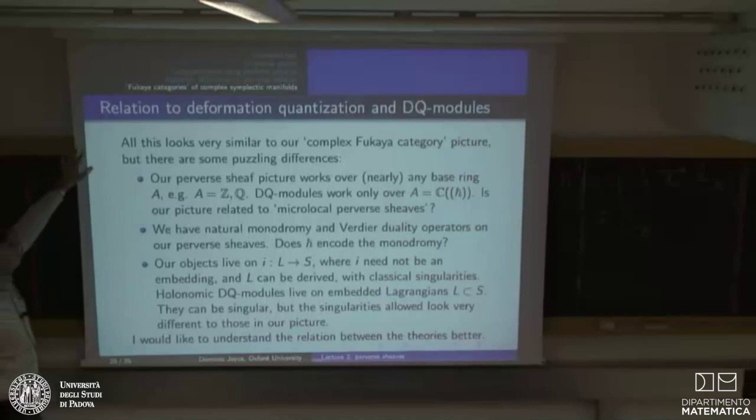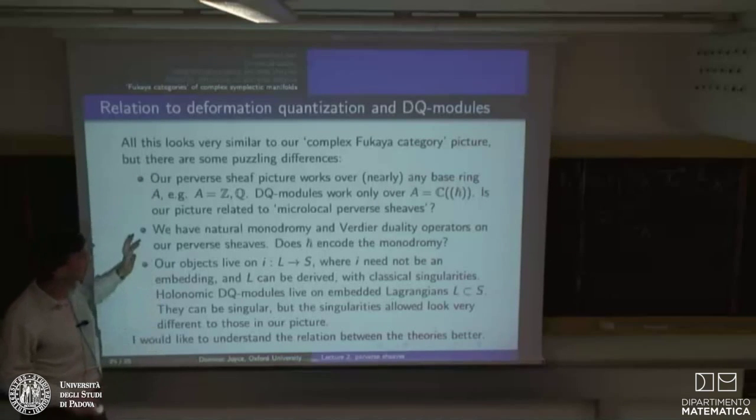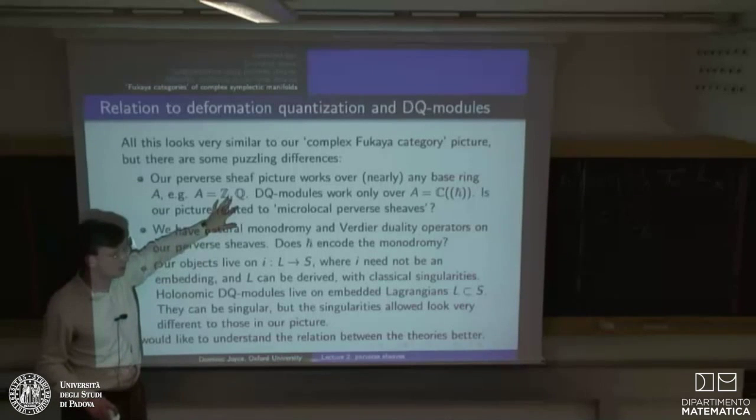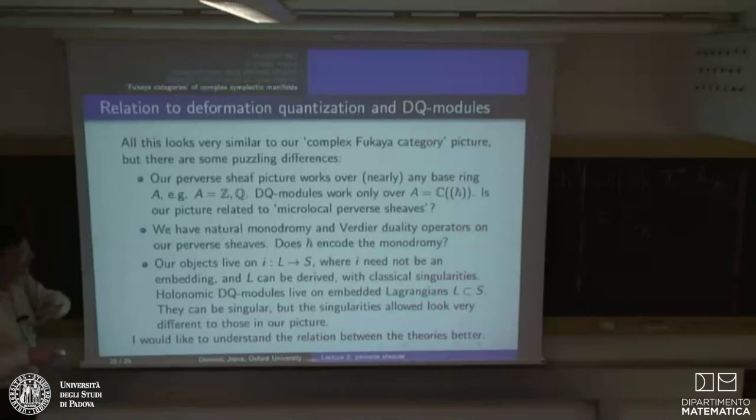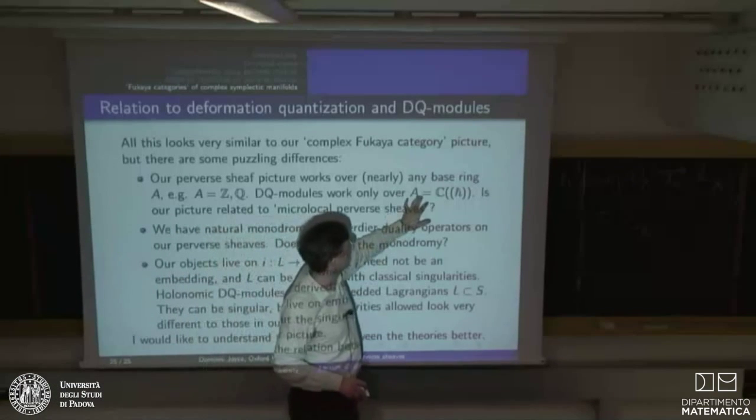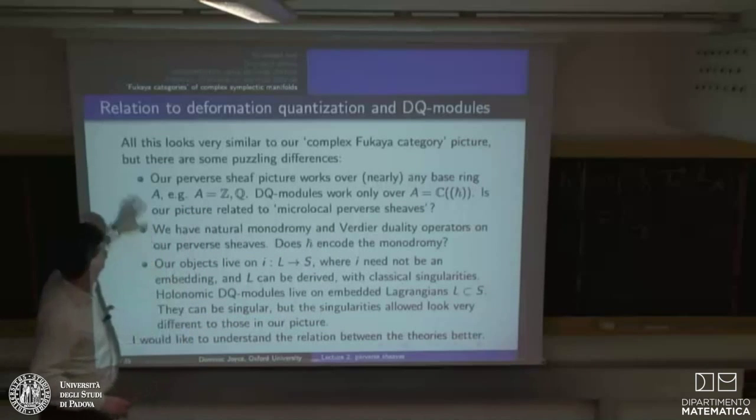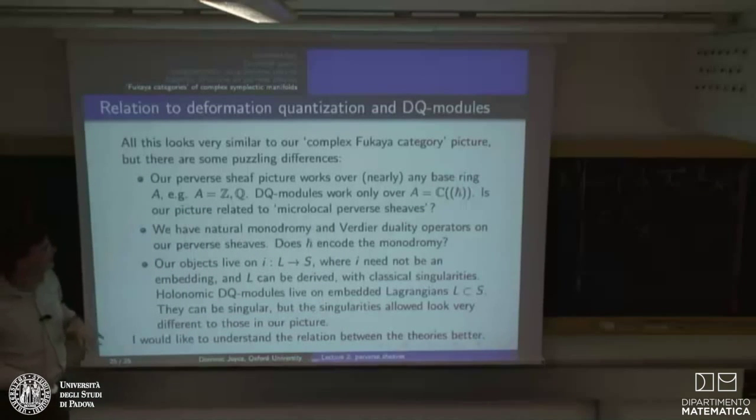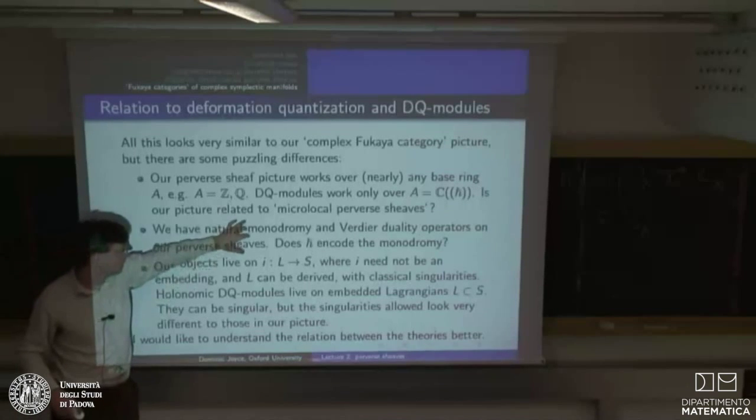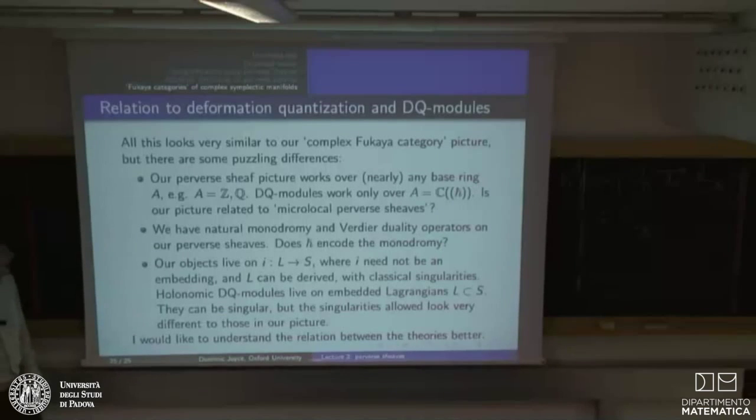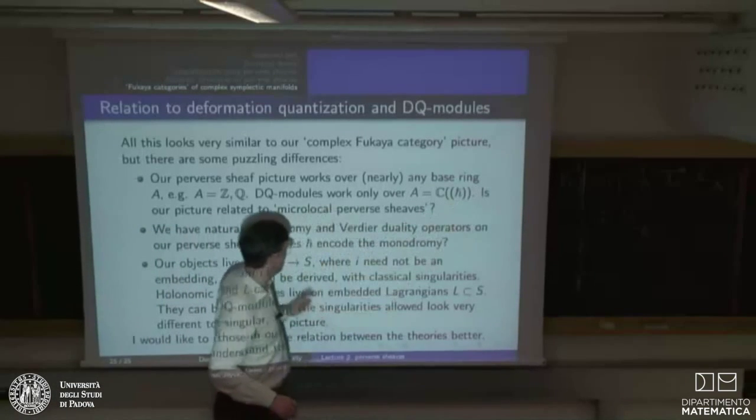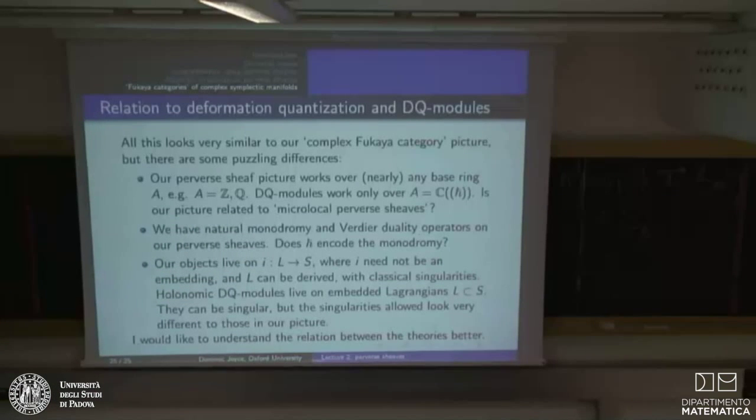So all this looks very similar to our complex Fukaya category picture, but there are some puzzling differences. One is that our perverse sheaf picture works over an essentially arbitrary base ring A, so we could be working over the integers or the rationals, say, whereas these DQ module things work over the base ring C((h)) only. So I do wonder whether our picture is somehow related to microlocal perverse sheaves rather than D-modules. Secondly, in our picture, we get natural monodromy operators and Verdier duality operators on our perverse sheaves. I was wondering whether this h-bar here is actually encoding the monodromy operator, but I'm not sure of that.